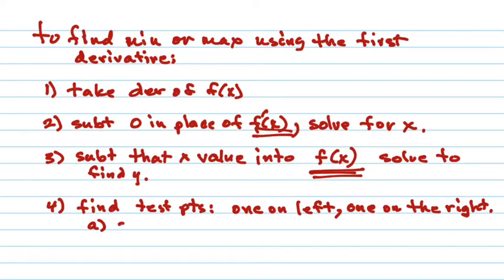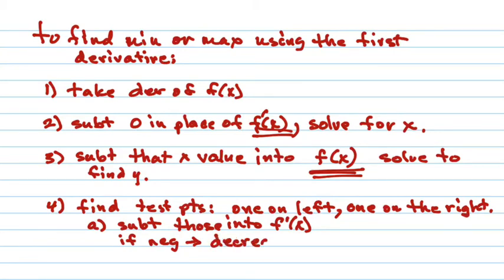Then substitute those into f prime of x. Because again, we're talking about slope here. Anytime you're talking about slope, you're going to be using the derivative. Anytime you're talking about x and y values, you're going to be using the function. Okay? If negative, then it's decreasing. Which makes perfect sense, right? If positive, then it's what? Increasing.